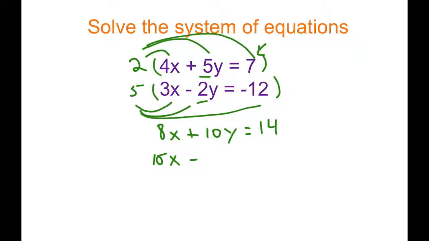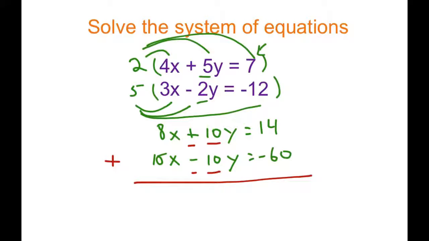Minus 5 times 2y is 10y. And 5 times negative 12 is negative 60. Alright, so now I have this 10 and this 10, one's plus and one's minus. So I'm going to add these two together for them to cancel. So 8x plus 15x is my 23x. They will cancel. 14 plus negative 60 is going to be negative 46.